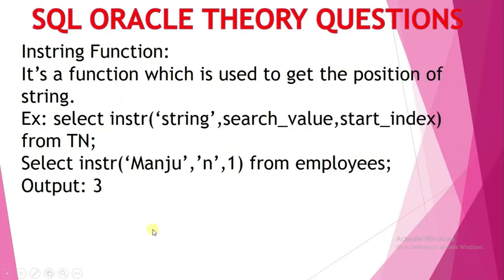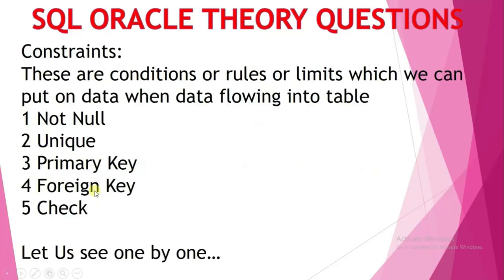Next, in string functions. It's a function which is used to get the position of the string. The syntax is: select INSTR of string, comma, search value, comma, start index from table name. The example is: select INSTR of the string Manju, comma, n, comma, 1 from employees. The output is 3 because the nth position is 1, 2, 3, so it displays the output as 3.